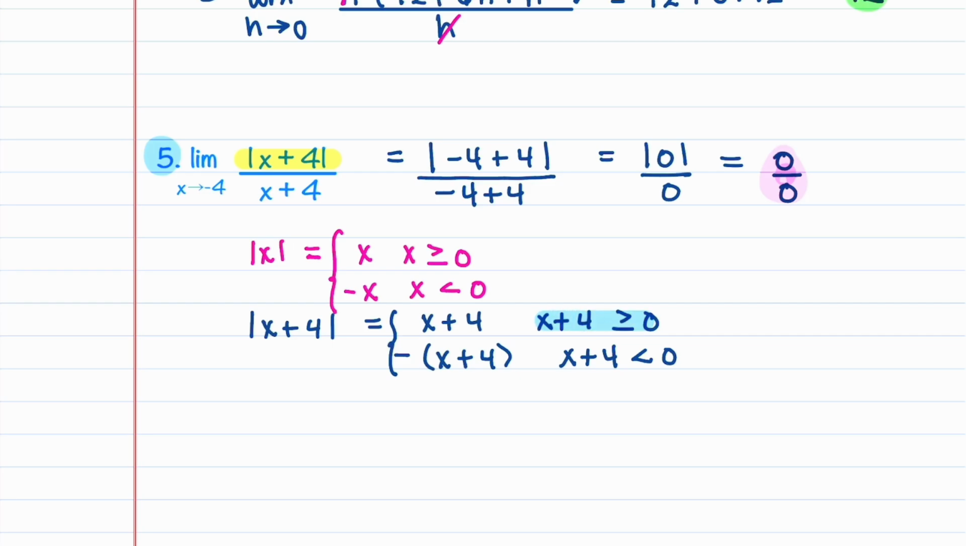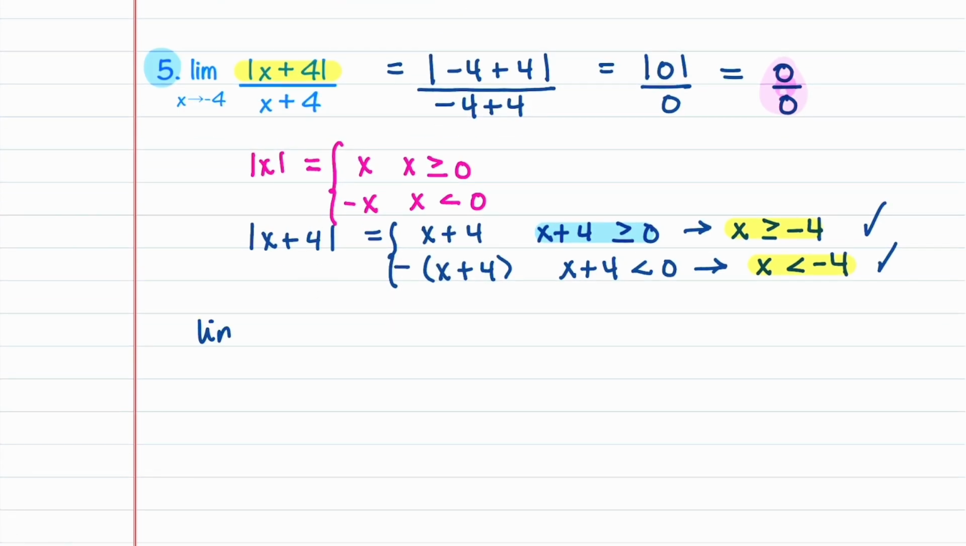Let's now see what this piece is equal to. Let's bring the 4 to the right. So this is just x is greater than or equal to minus 4. And then this piece is x is less than minus 4. I'm going to highlight these because we're going to need that. We're going to break up this limit into our left-hand piece and then our right-hand piece. Let's look at the limit as x approaches minus 4 from the left.